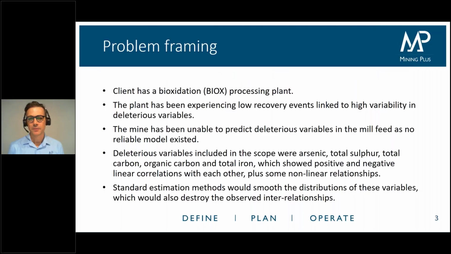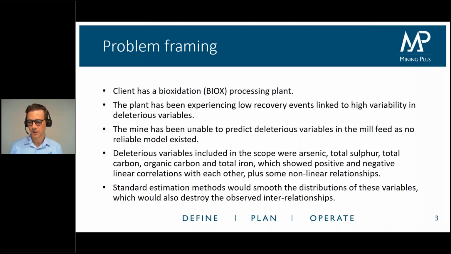So framing the problem, the client has a bio-oxidation processing plant. The plant has been experiencing low recovery events linked to high variability in the deleterious variables. The mine has been unable to predict the deleterious variables in the mill feed as no reliable model existed. The deleterious variables included in the scope for us were arsenic, total sulfur, total carbon, organic carbon, and total iron, which showed positive and negative linear relationships with each other, plus some nonlinear relationships.